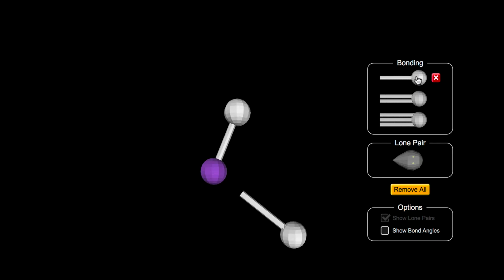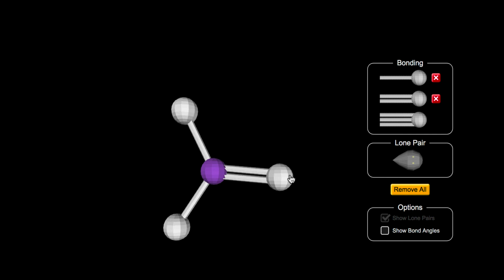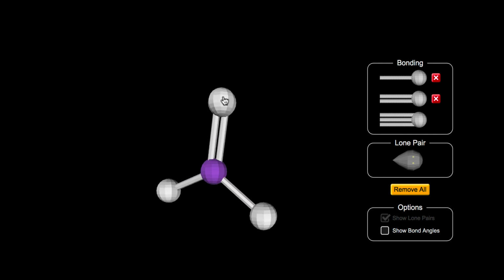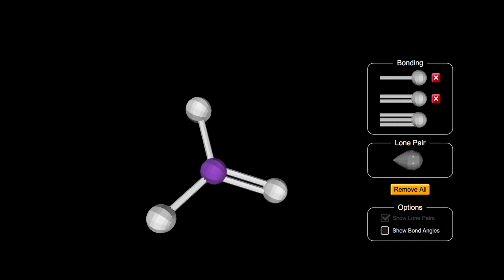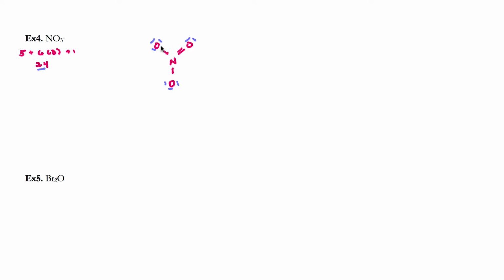I've got 2 single bonds and a double bond. So what you guys just saw is that this is actually the correct shape using the Vesper model. So let's go on to talking about bonding and non-bonding domains. So for bonding domains, I have 1, 2, 3 bonding domains. Non-bonding domains, I have no lone pairs of electrons, so I have 0 non-bonding domains.